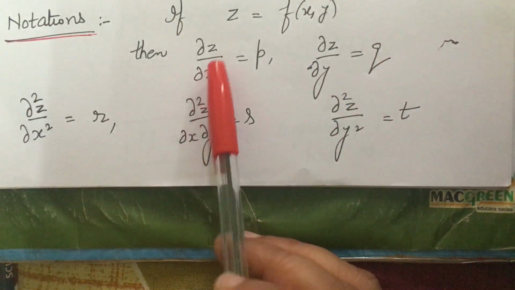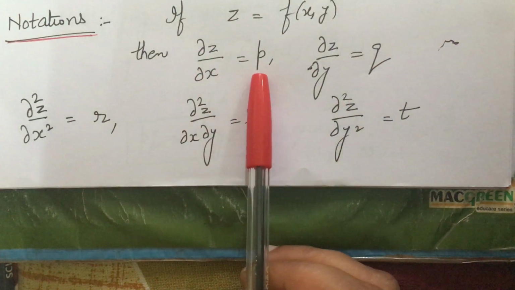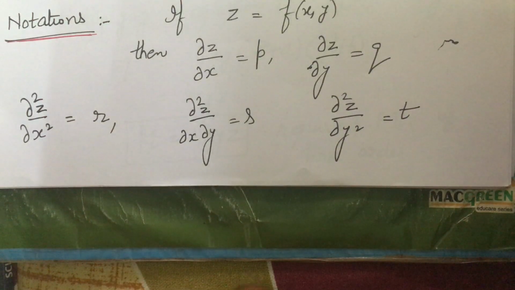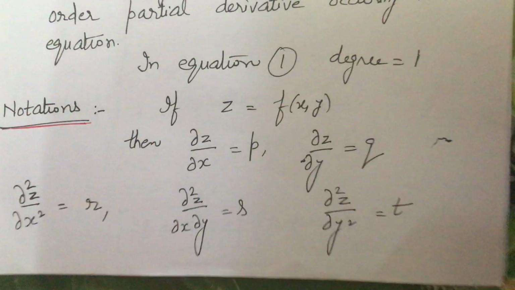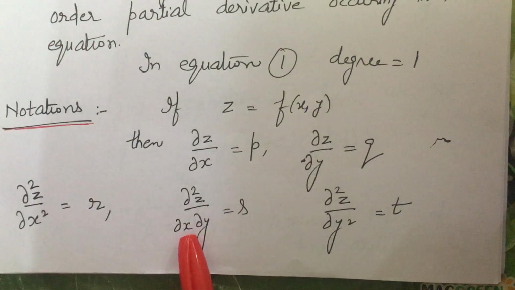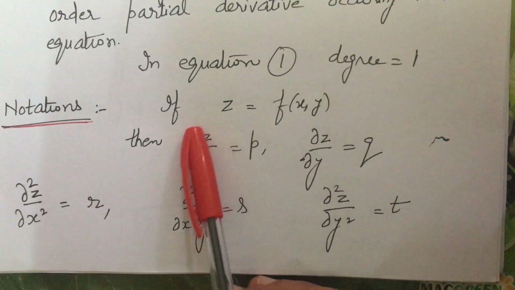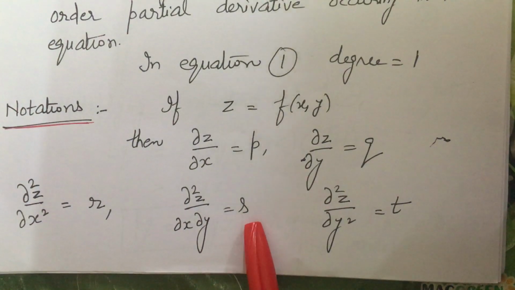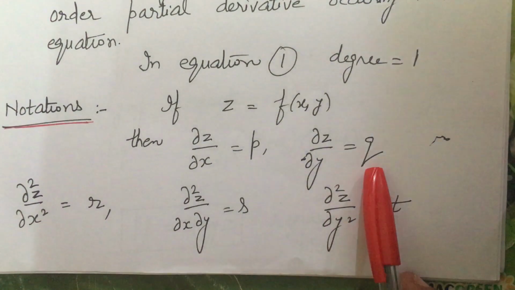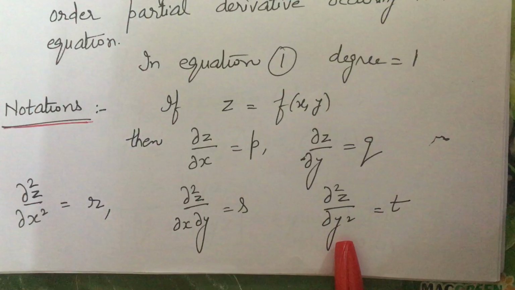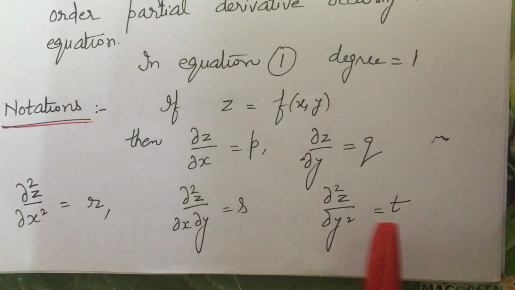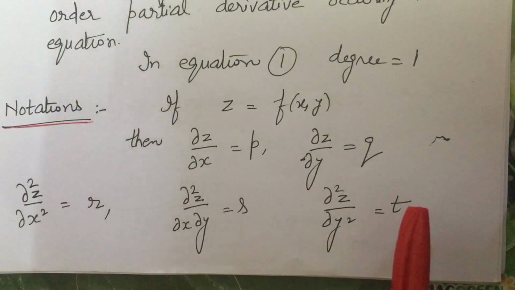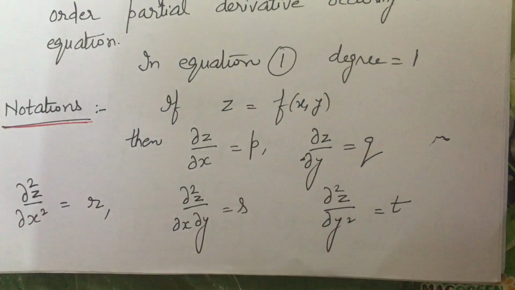And if we again differentiate this p with respect to x, it will be equal to r. If we differentiate ∂²z/∂x∂y, it means if we are differentiating p with respect to y, it will be equal to s. If we differentiate this q with respect to y, it will be equal to t. These are the 5 notations which we will use in the further study: p, q, r, s and t.